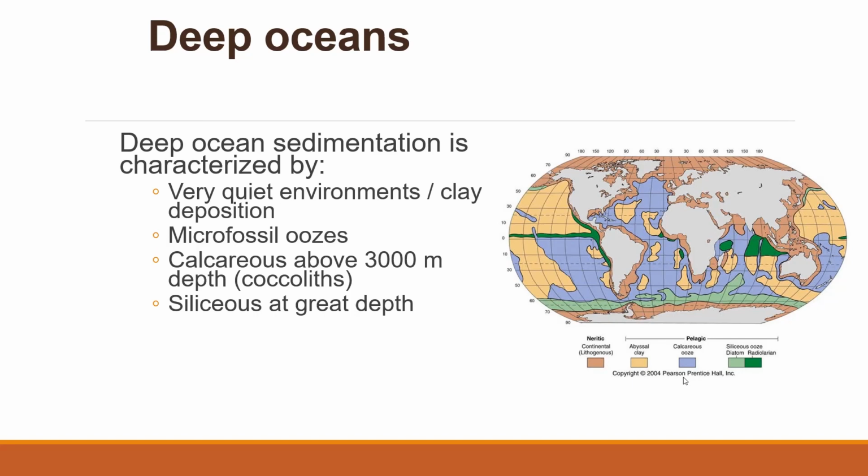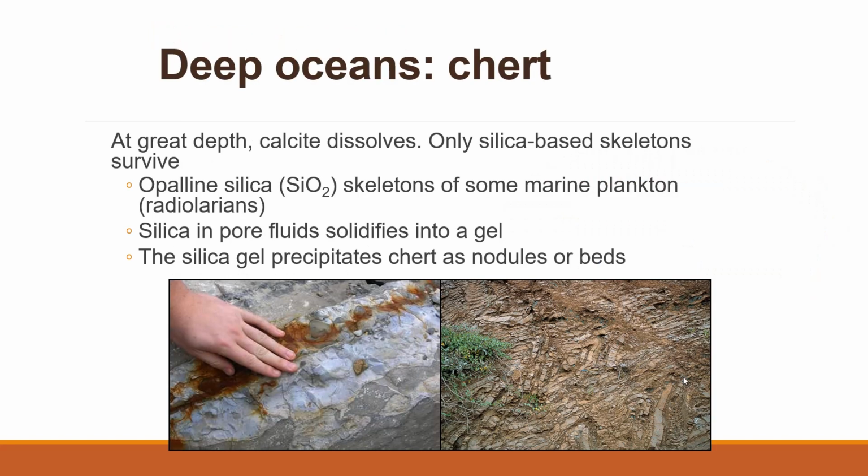They can have calcite above 3,000 meters depth, so those are those coccoliths. But below that, we will have silica, so we'll have the chert. So this is the very, very deep oceans. Calcite will dissolve at these very great depths, so only silica-based skeletons survive. So opaline silica of marine plankton.